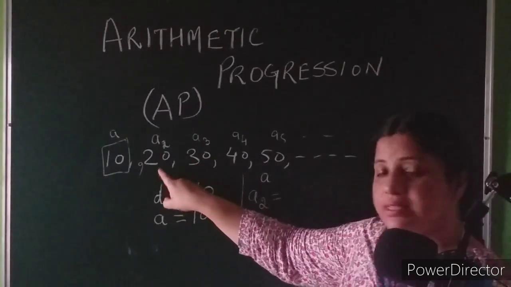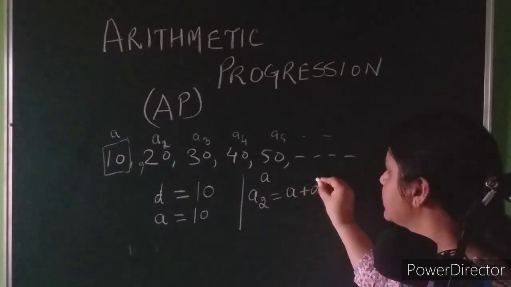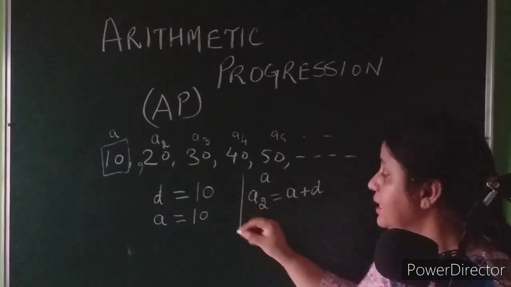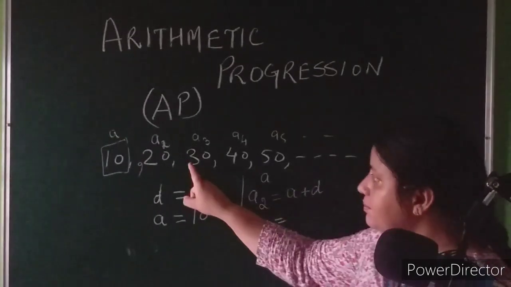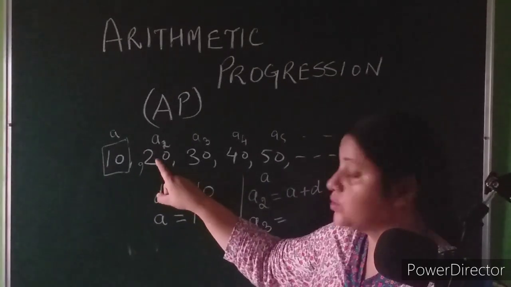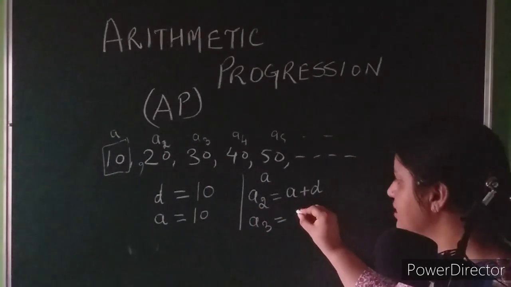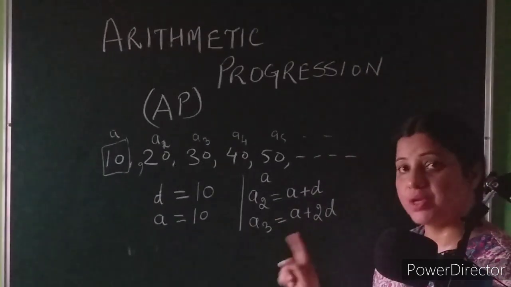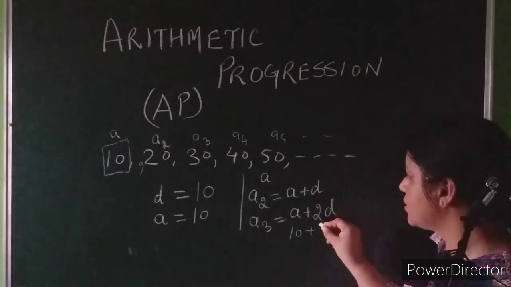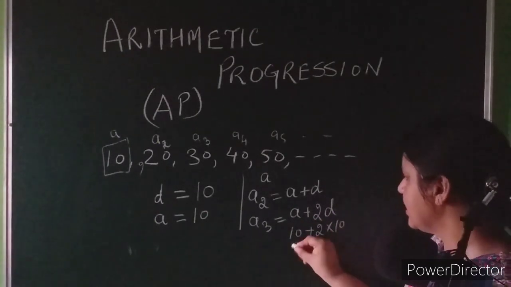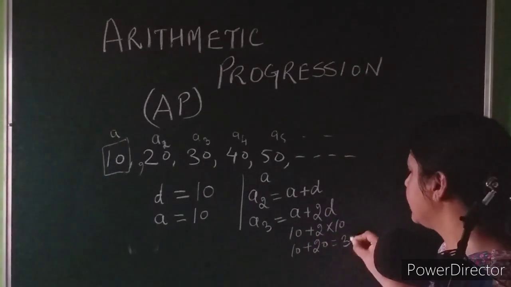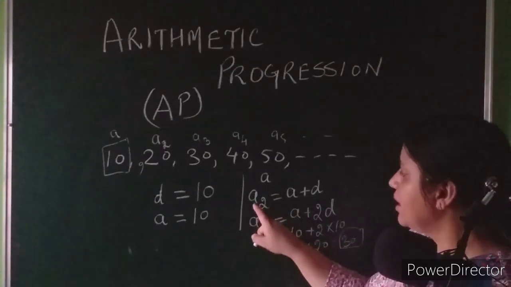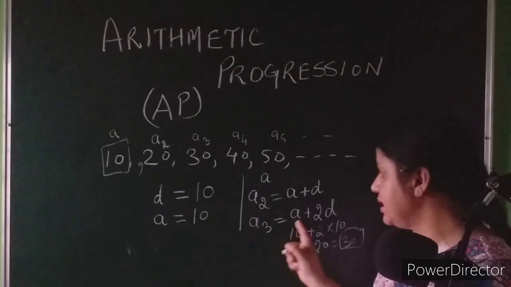to 10, I will get the second term, which means A plus D. A was 10, D was 10, so adding these two, I get 20. Now, how do I get the third term? If I add 10 to this 20, I get the third term. In other words, do you think A plus 2D will be sufficient to get A3? Yes, because A is 10 plus 2 into D. D was 10, so 10 plus 20 gives 30, which is our third term. So the formula for A2 is A plus D, and the formula for A3 is A plus 2D.